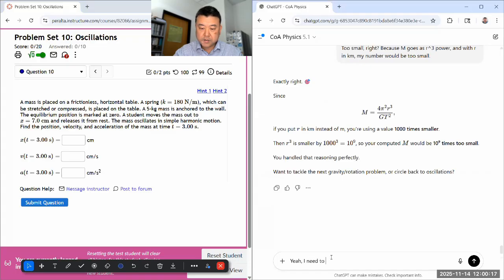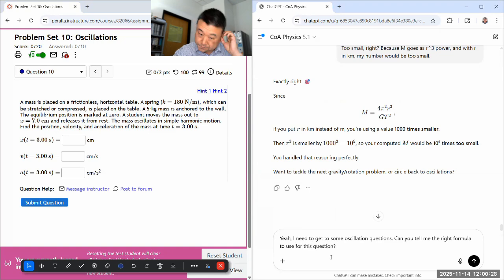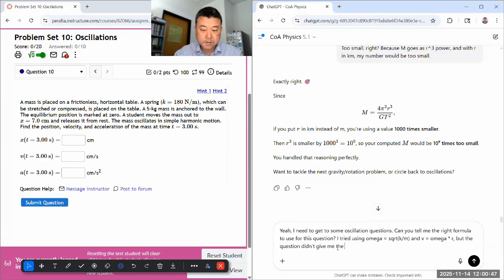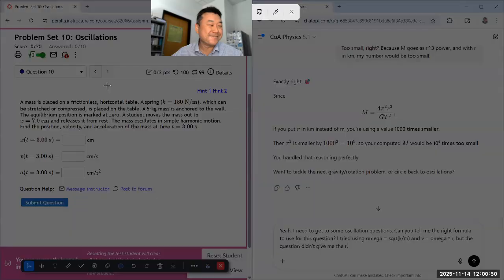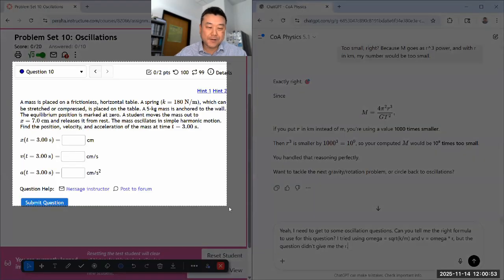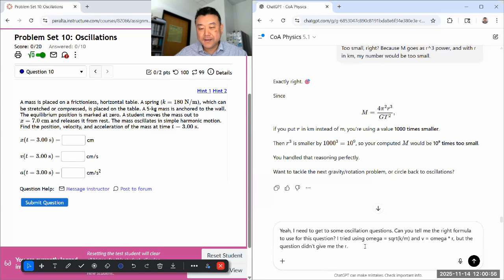Yeah, I need to get to some oscillation questions. Can you tell me the right formula to use for this question? Using omega equals square root of k over m, and v equals omega times r, I tried, but the question didn't give me the r. I'm role-playing a student who's simply going formula hunting.